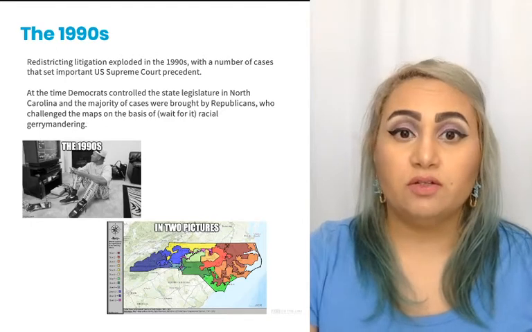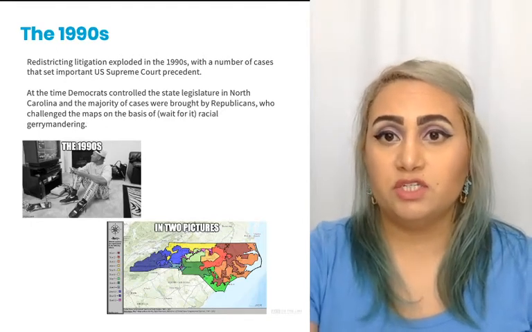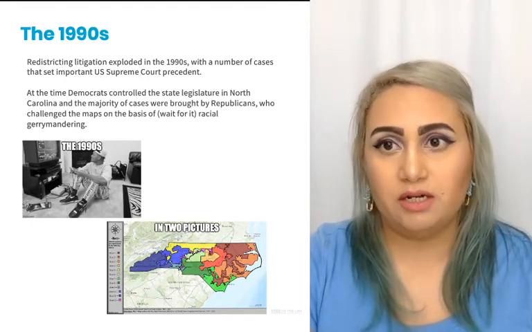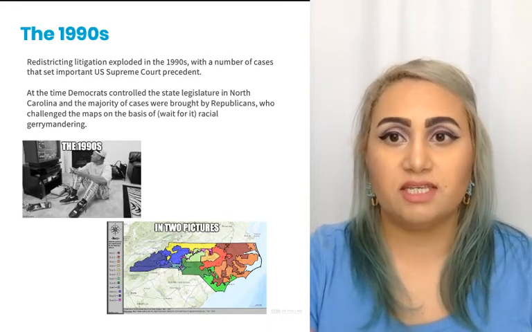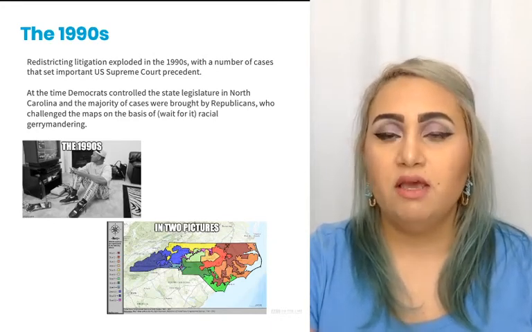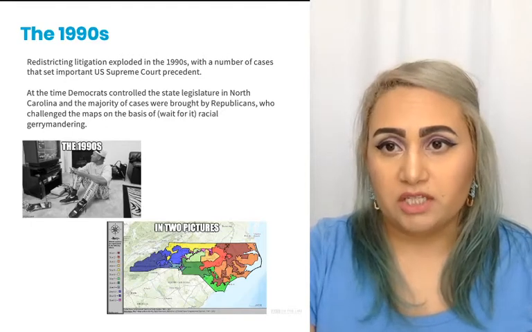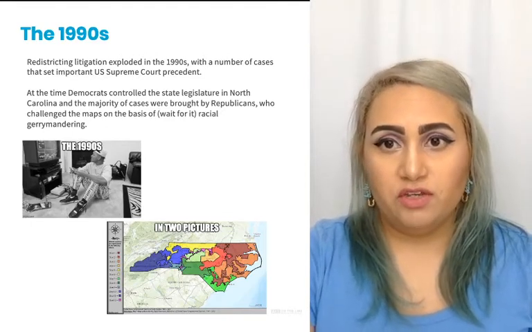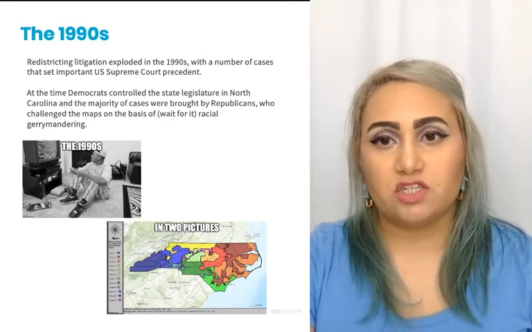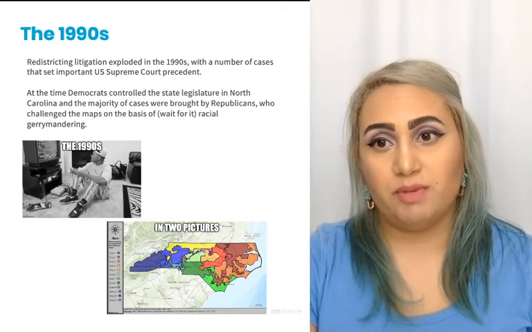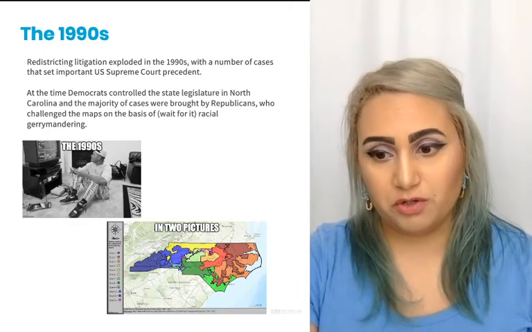After the Gingles case happened in 1986, redistricting litigation exploded in the 90s, and there were a ton of different cases that set important U.S. Supreme Court precedents. At the time, Democrats controlled the state legislature, and the majority of cases were brought by Republicans who were challenging the maps on the basis of racial gerrymandering.